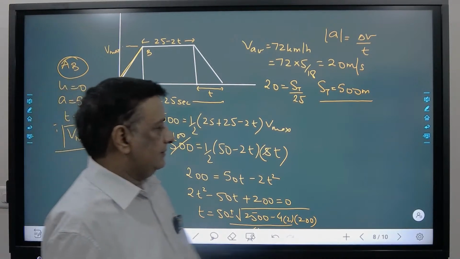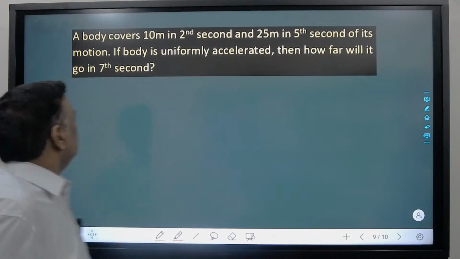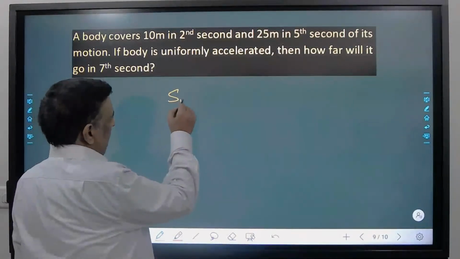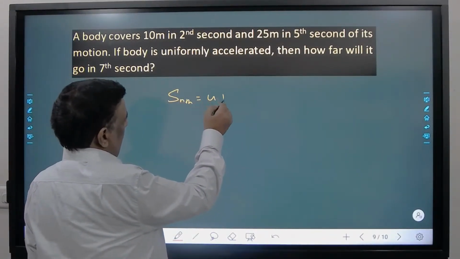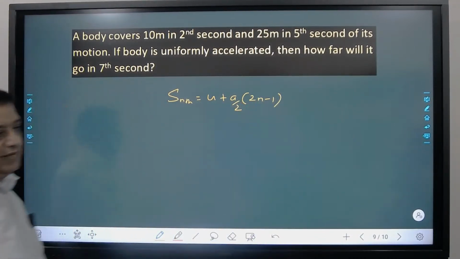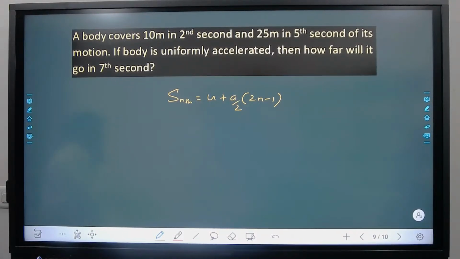Can I have the next one. A body covers 10 meter in the second second and 25 meter in the fifth second of its motion. If the body is uniformly accelerated, then how far will it go in 7 seconds? Use the simple formula for the nth second. S in its formula is u plus a by 2 times (2n minus 1). We are given that it travels 10 meter in the second second.